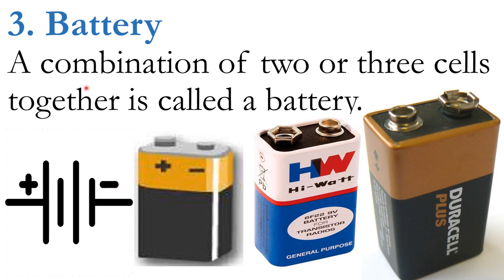We just read that it is a combination of two or more cells. Hence, the symbol will also have a combination of cells to represent the symbol of battery. Here, in this battery, the broader top is the positive terminal and the narrow top is the negative terminal. In a battery, both the terminals appear on the same side.